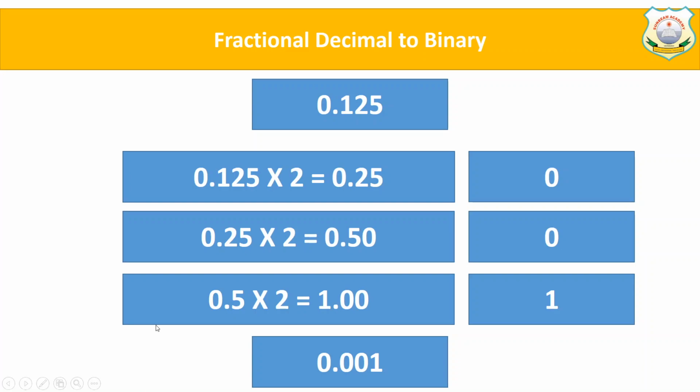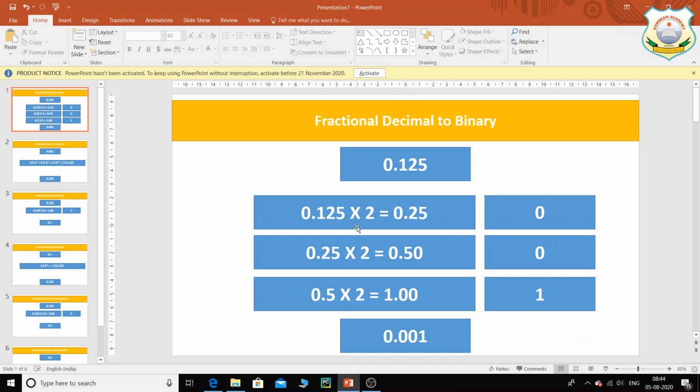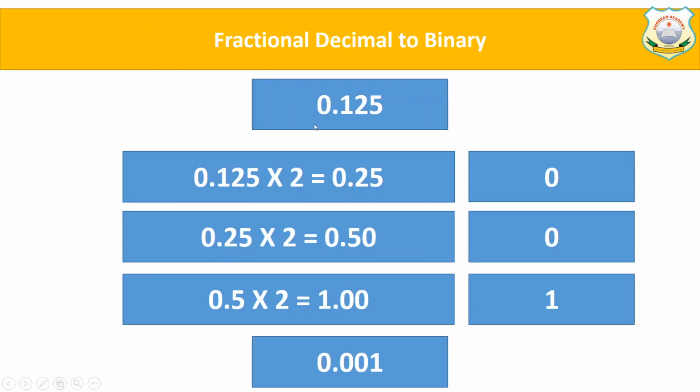Okay, so for example children, dealing with fractional decimal numbers, how to convert a fractional decimal to binary is what we are going to learn. So if the number is 0.125, that's the decimal number, and we have to convert that into binary. We have already done this procedure, children. In the last class I told you that we have to keep on multiplying the number by 2. Why 2? Because we have to convert that number into binary.